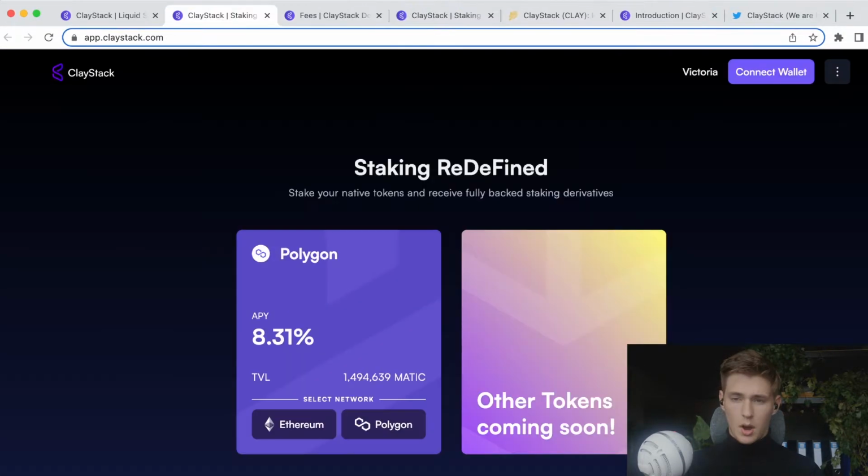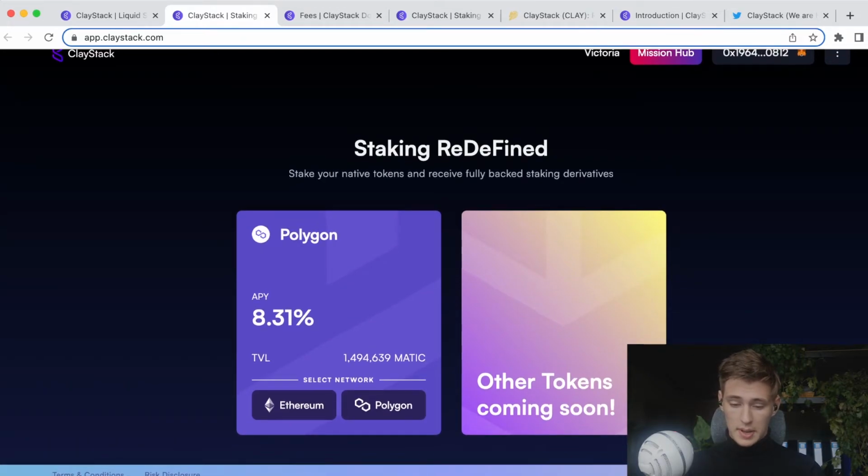Makes sense. Over here, if you click on Start Staking, you will be over here. I was just in the Missions Hub, so that is why, if you guys are wondering about the navigation. Over here, you can start staking. Other tokens are coming soon. For now, we have Polygon, and you can select either the Ethereum or the Polygon network with an 8.31% APY.